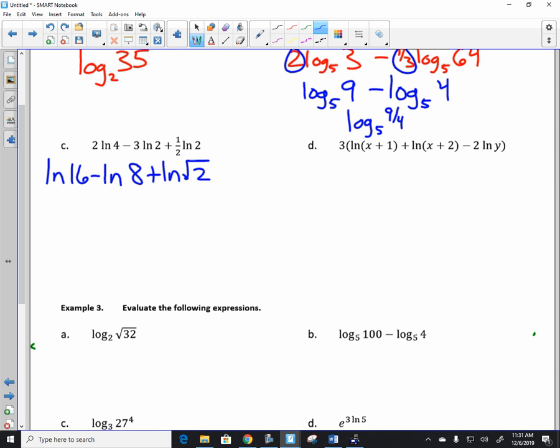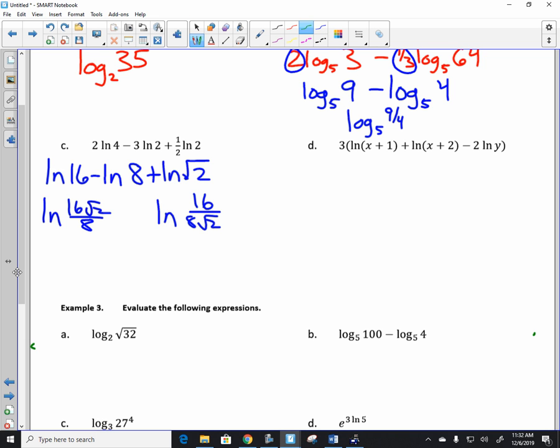Now, this is either going to be the natural log of 16 roots of 2 over 8, or it's going to be the natural log of 16 over 8 roots of 2. Which one is it? The one on the left or the one on the right? Are you sure? Which one? Shelby is correct. It's the one on the left.